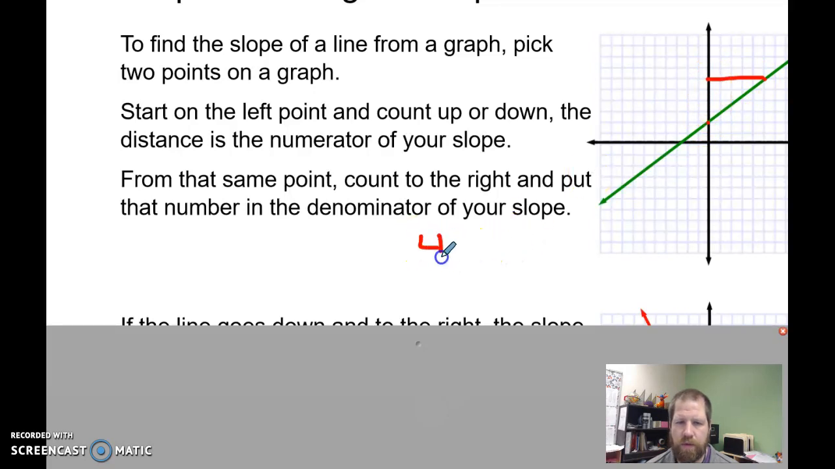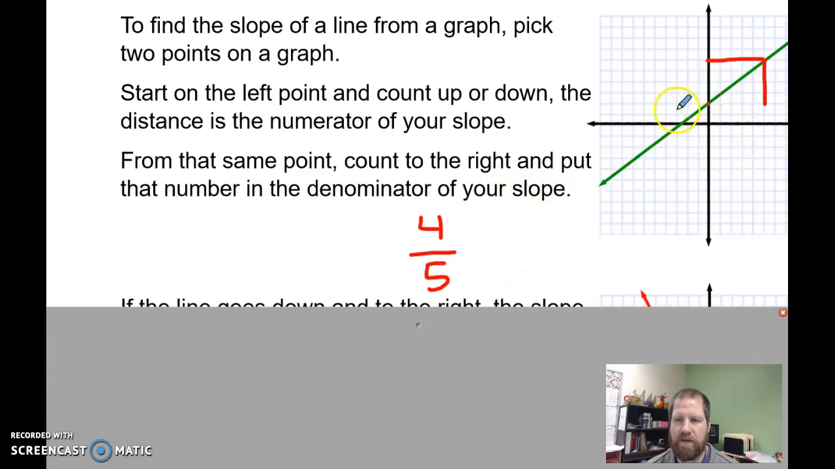Put that in my numerator for my slope, and then I am looking for the horizontal distance from my left point to my right point. 1, 2, 3, 4, 5. And put that down as my denominator. And that's my slope for this line. It's just 4 over 5. It means that my line comes up 4, and then it goes to the right 5.